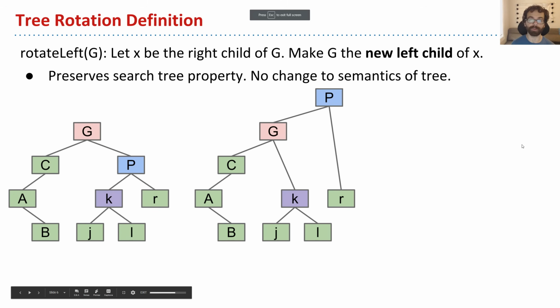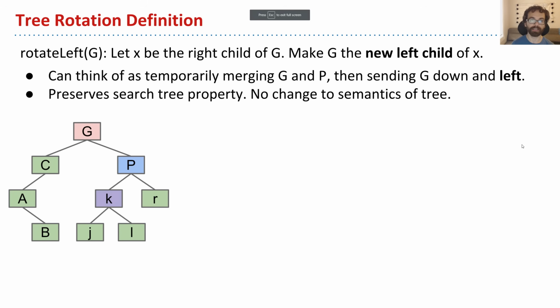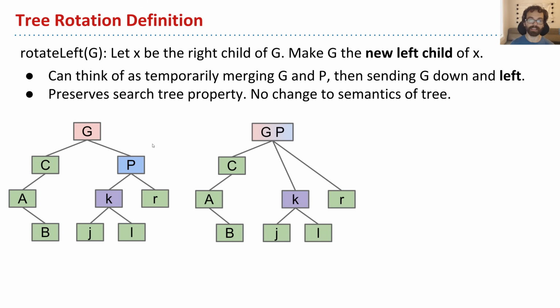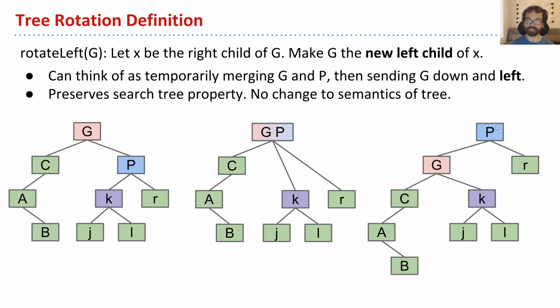Now there's an alternate way of thinking about the rotation process, which is it is essentially like temporarily merging G and P and then sending G down and to the left. So in this case, we think of them as merging together, and then G goes down and to the left. And in this case, the rotate left operation increased the height of the tree. We went from a height 3 tree to something that's a little less bushy, that is height 4.